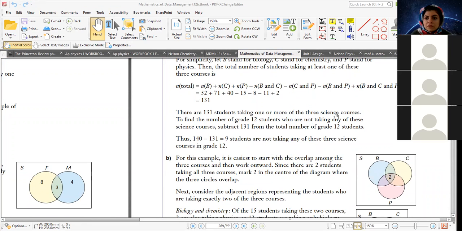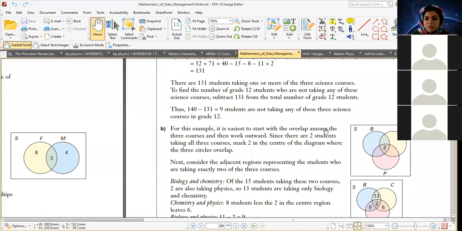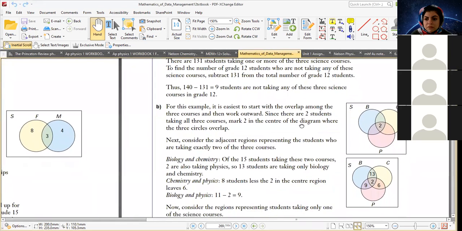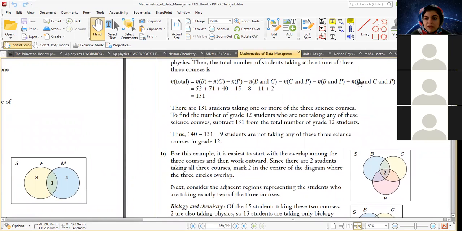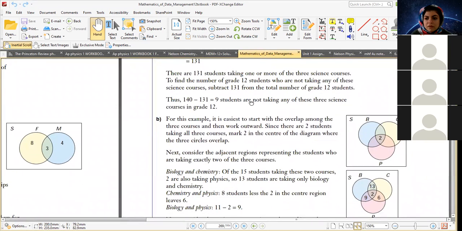So bio and chemistry. How many people are doing bio and chemistry? 15 people. Okay. 15 people doing bio and chemistry means 15 minus 2 is what? 13.